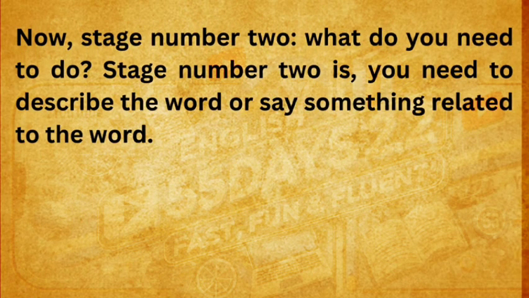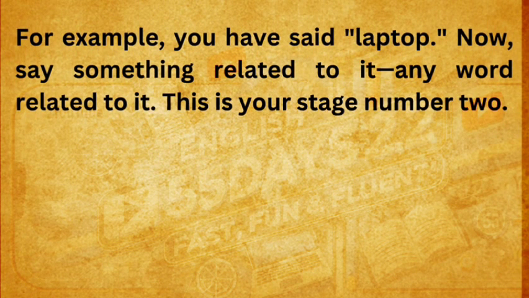What do you need to do? Stage number 2 is you need to describe the word or say something related to the word. For example, you have said laptop. Now say something related to it. Any word related to it. This is your stage number 2.